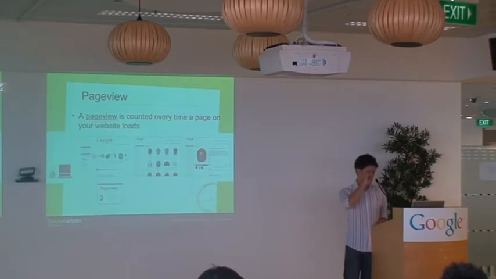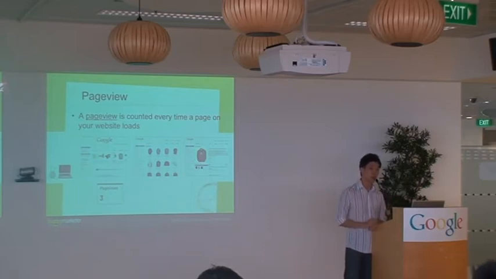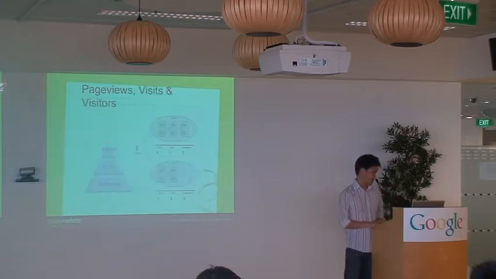A page view is every time a page is viewed on your website. So if I go to your website and see 1, 2, 3 pages, that's called 3 page views. It's pretty simple, right? So this is how pages look. Visitors are just like each one of us. So maybe there are like 40 people in this room.